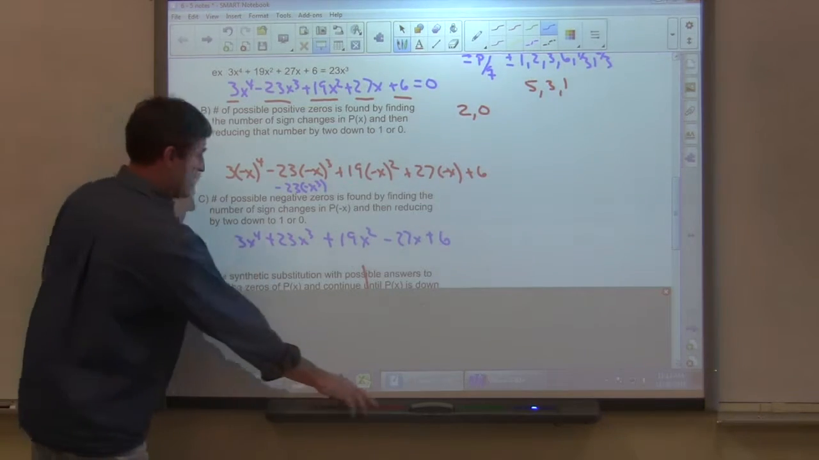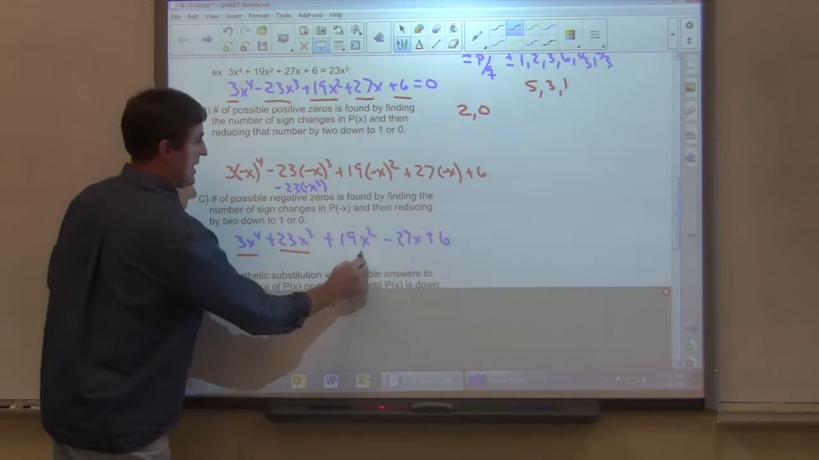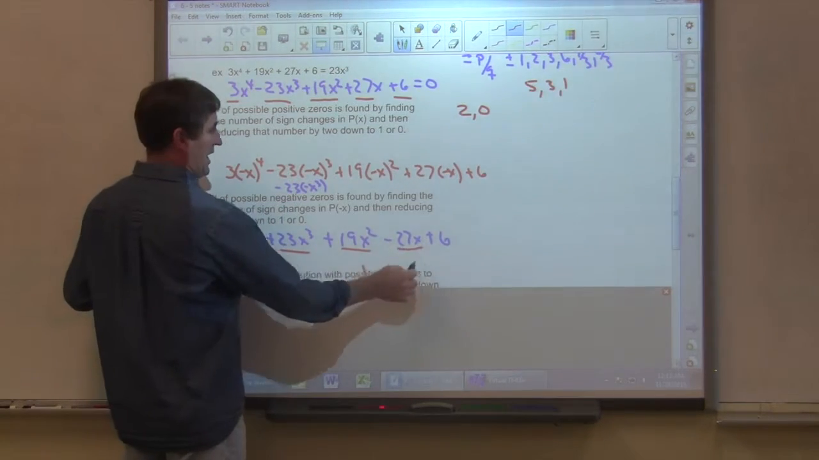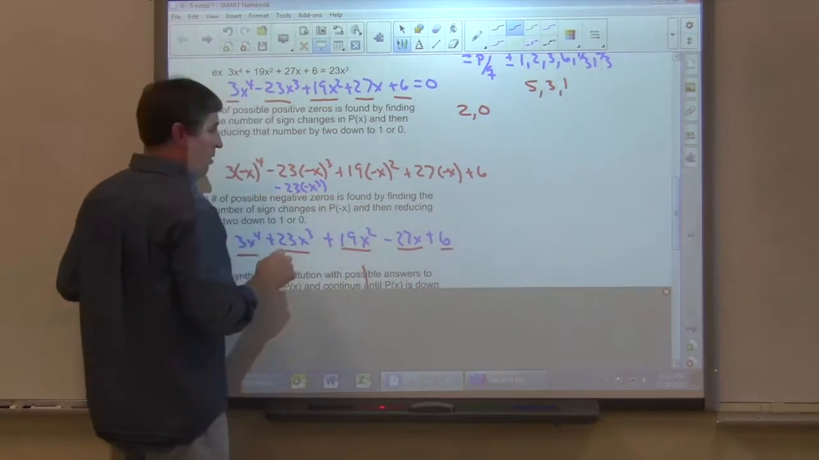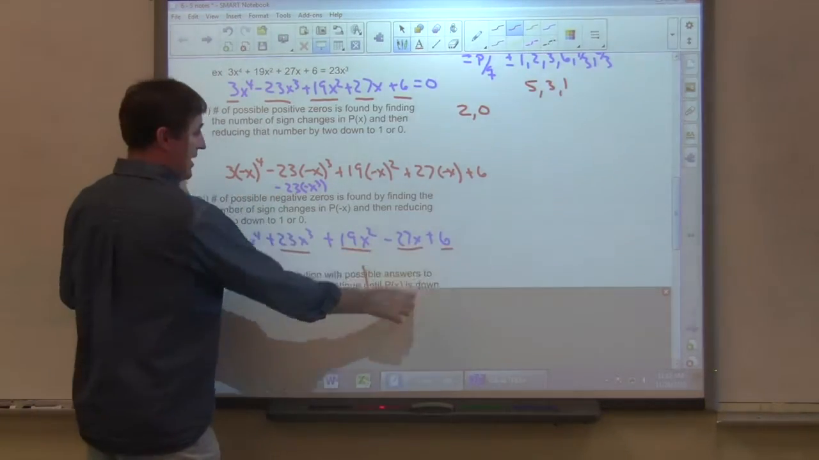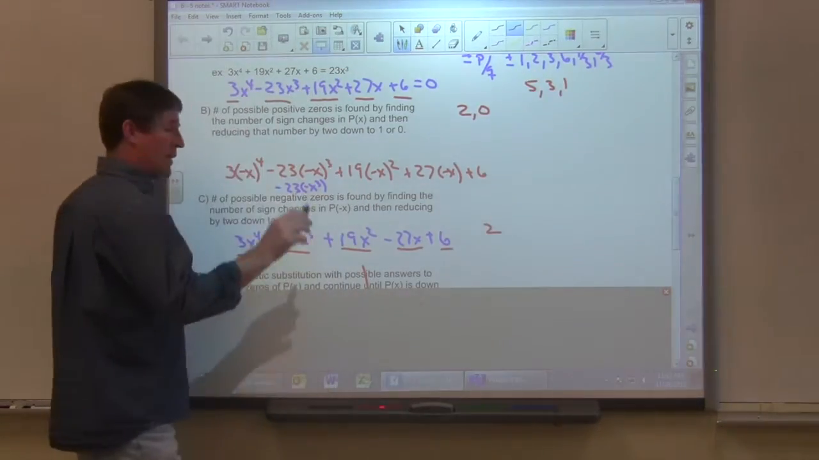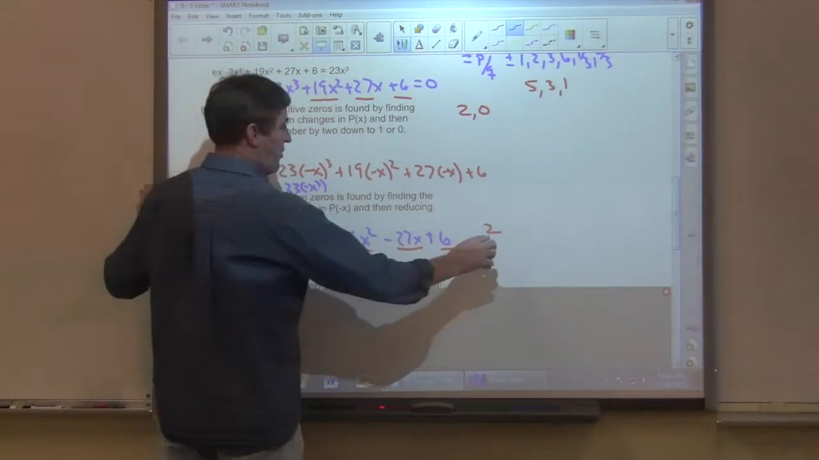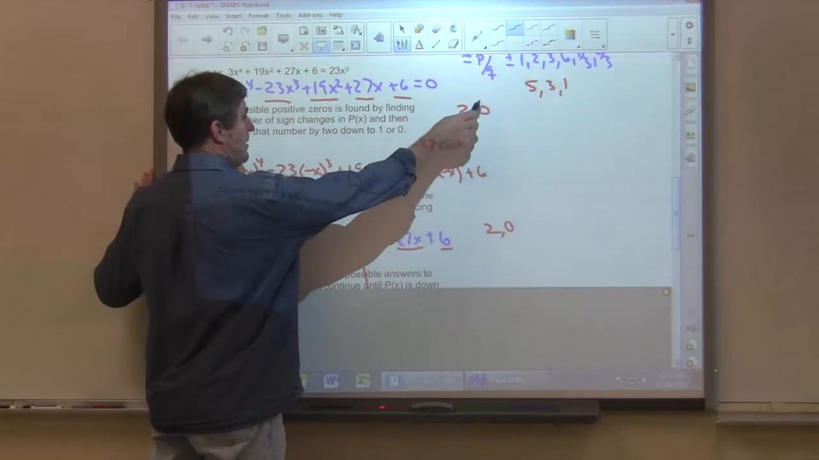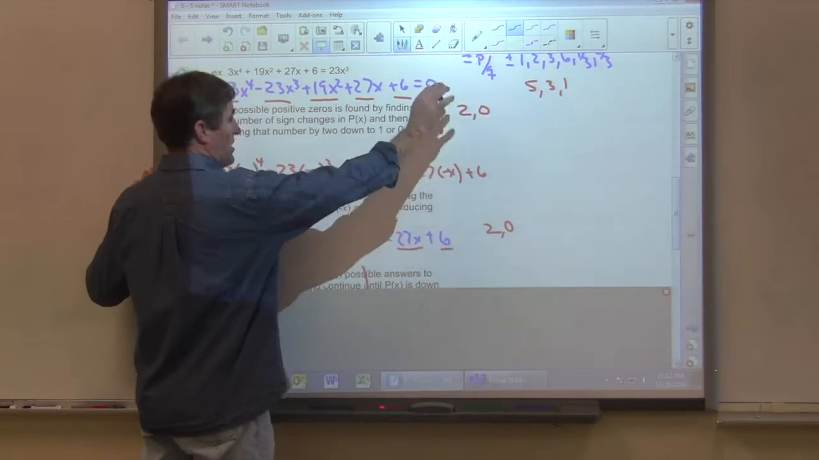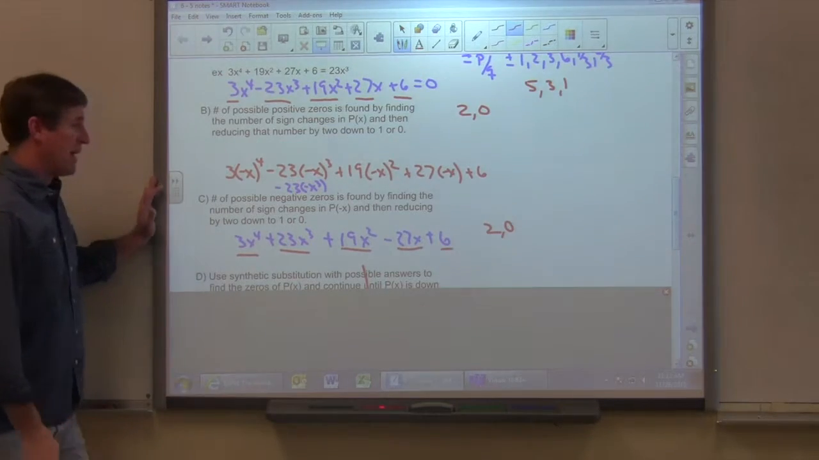And again, we count the sign changes. So it starts positive, and then it stays positive, and then it stays positive, and here it goes to negative. So that's one sign change. And then it goes back to positive. So we have 2 sign changes. And then we just go down by 2 until we get to 0 or 1. And so this tells us there could be 2 negative solutions or no negative solutions.